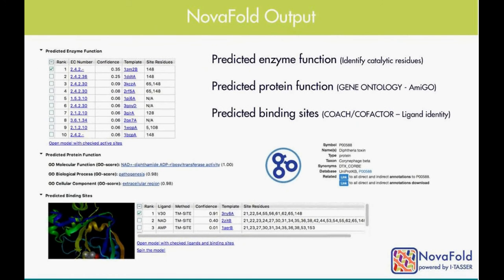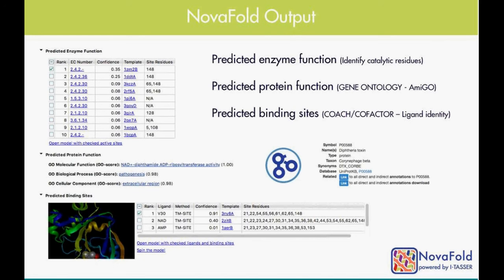Also, this is very powerful. You have your delivered results about predicted enzyme function. And not only that, but also the predicted identity of any residues involved in catalysis of the ligand. Also, you have direct access to gene ontology information through AmiGO, where based on the structural folds, there are predictions made about the function of the protein.